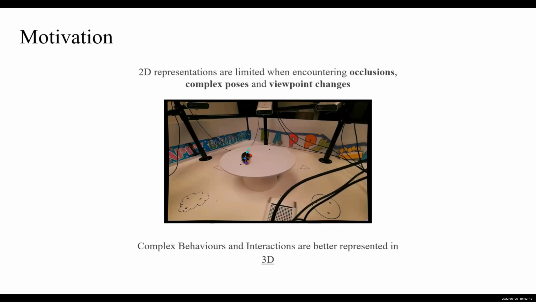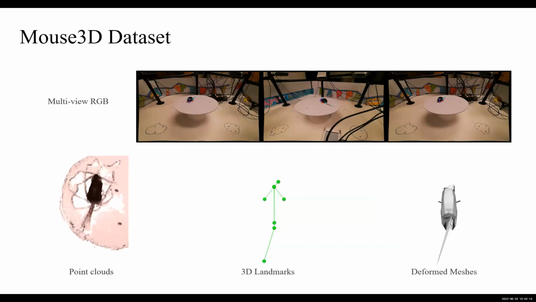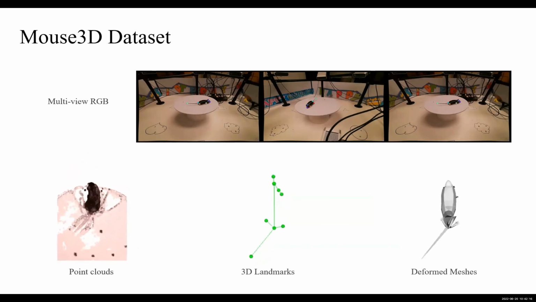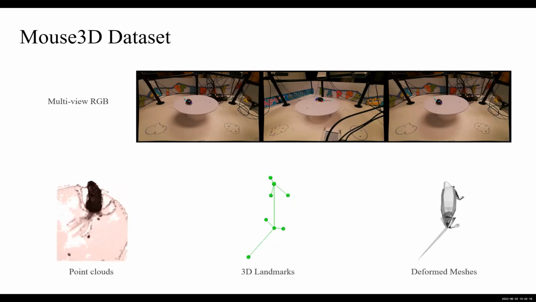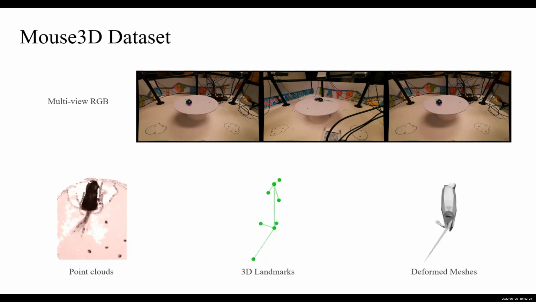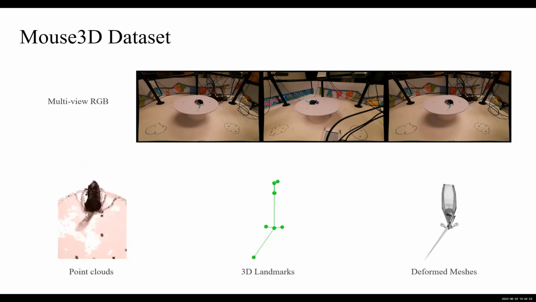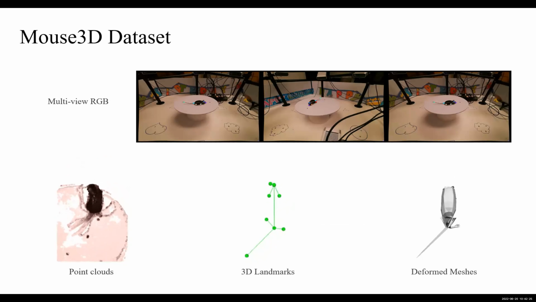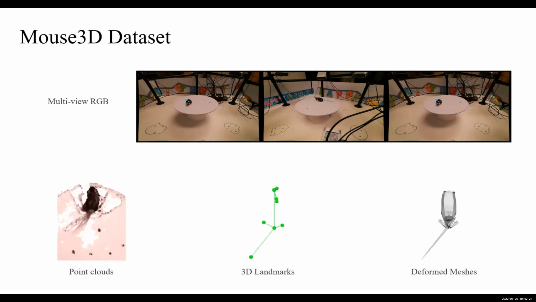So that's our conclusion. And therefore, we decided to build a data set called Mouse 3D, which contains multi-view data, point cloud representations, 3D landmarks, and also a deformable mesh.